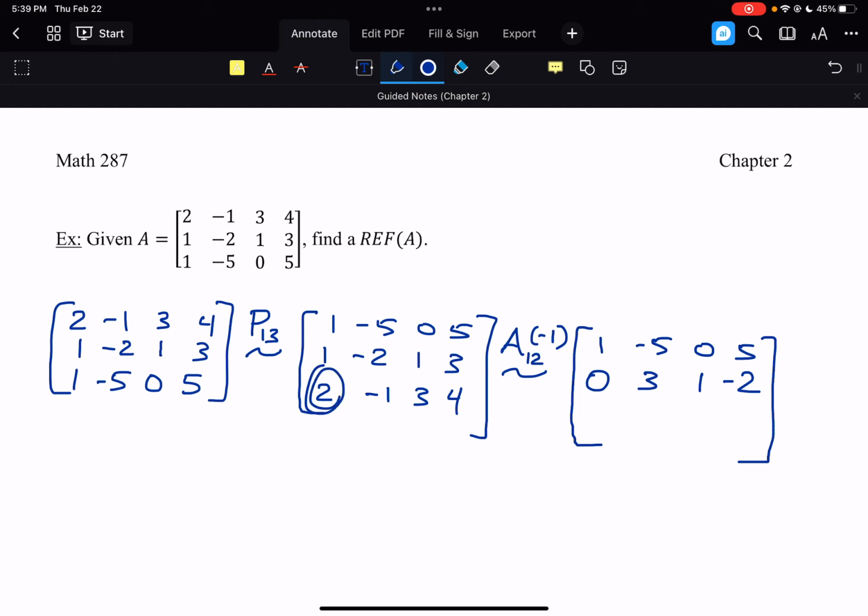We also need to clear out the 2 below this pivot, so we can perform another ERO here. We'll add the first to the third row times -2. So 1 times -2 plus 2 is 0. -5 times -2 is 10, minus 1 is 9. 0 plus 3 is 3. 5 times -2 is -10, plus 4 is -6.